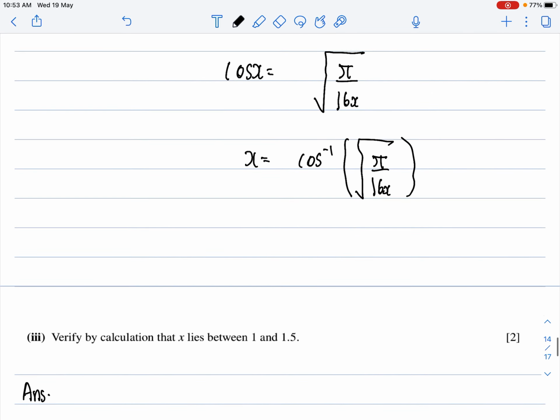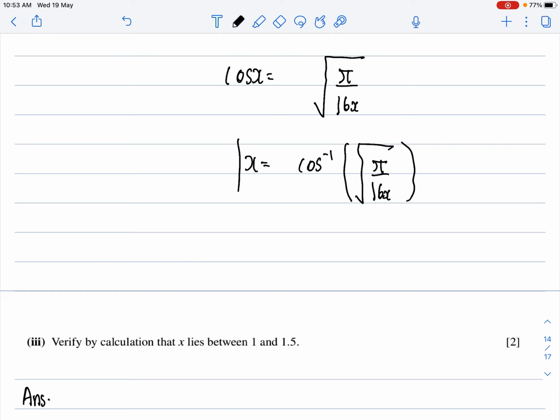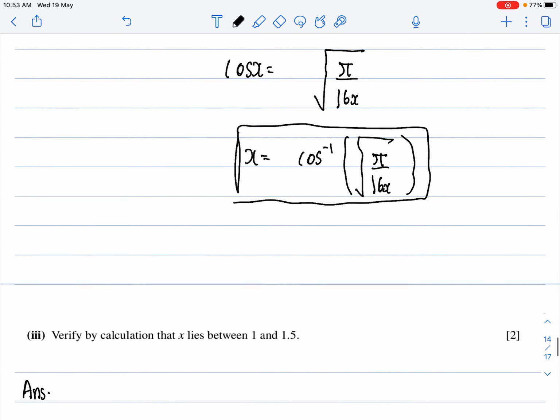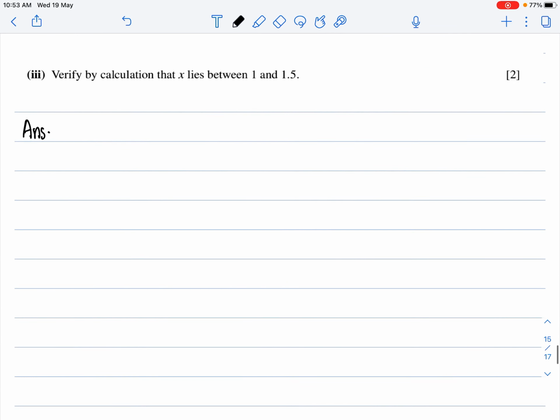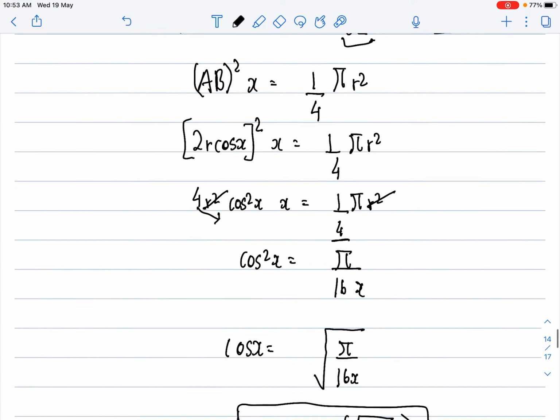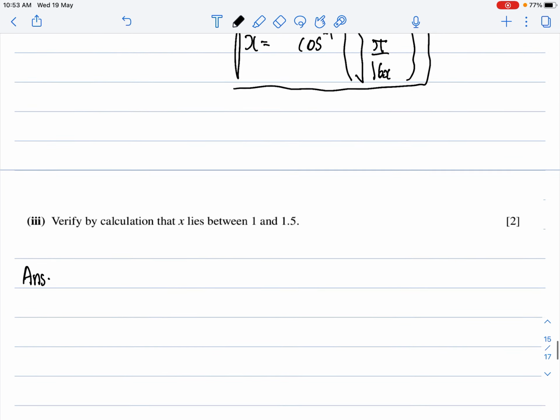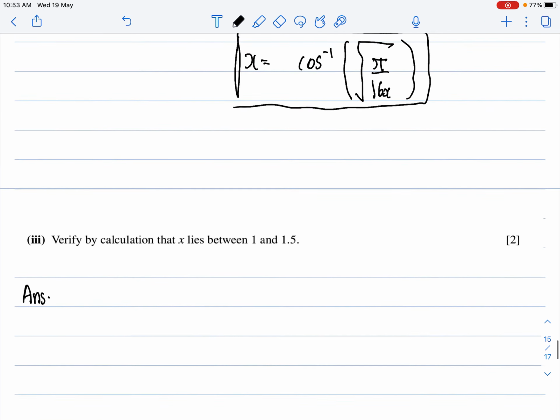Got it? So a simple sum needs a little bit of understanding. Now verify by calculation that x lies between 1 and 1.5. So I know my x here, I'll just write it again. I know my x here is equal to cos inverse of the root of pi over 16x.